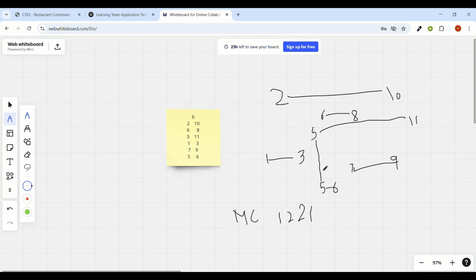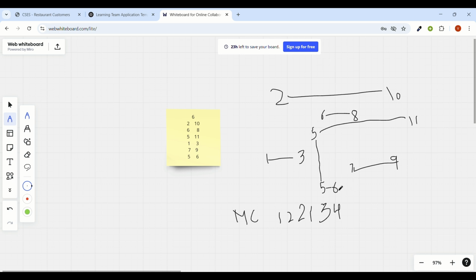Then at time 5, we received 2 new customers, so our customer count became 3. Then at time 6, we have another new customer, so the number of customers became 4.